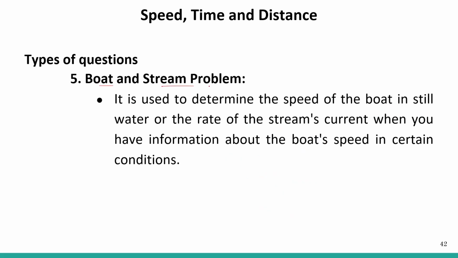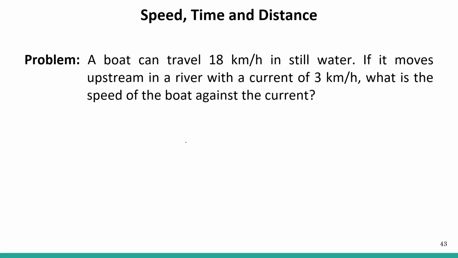So boat and stream problem. It is used to determine the speed of boat in still water or the rate of stream's current when you have information about the boat speed in certain conditions. So a boat can travel at 18 km per hour in still water. If it moves upstream in a river of current 3 km per hour, what is the speed of the boat against the current?